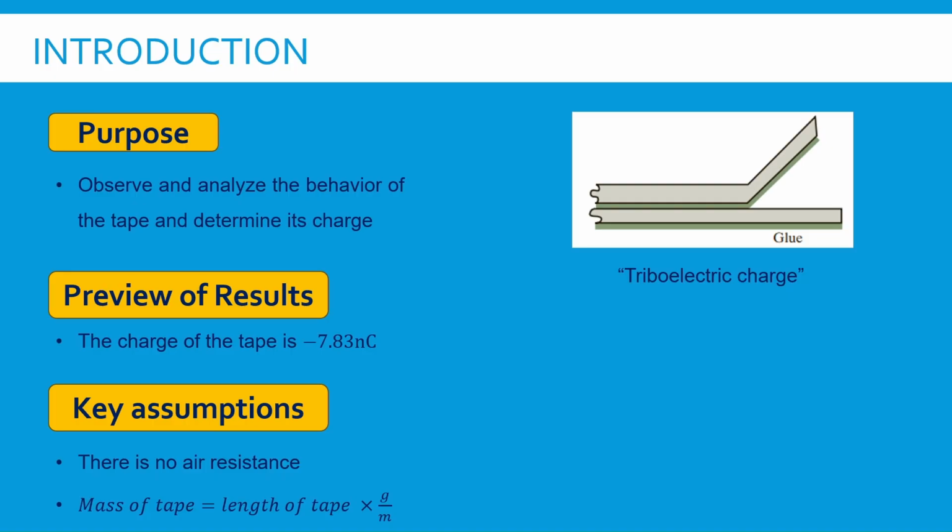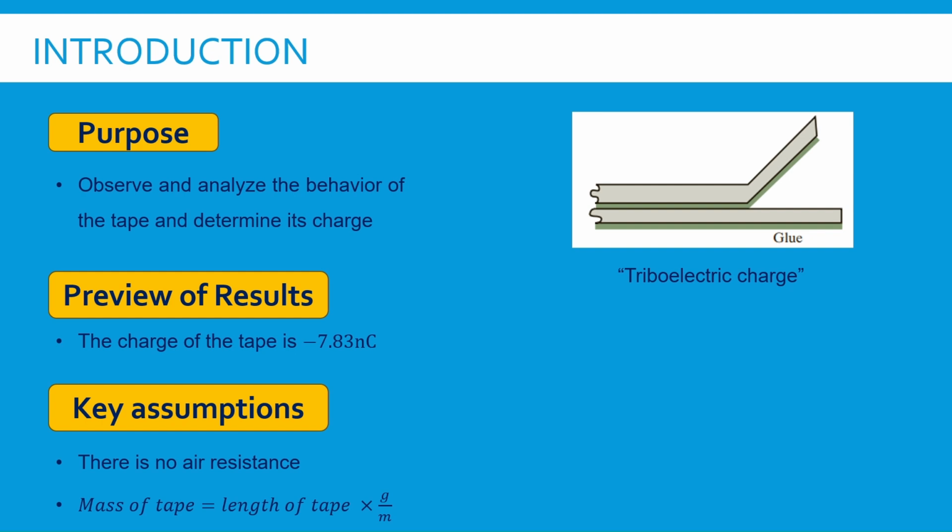So first of all, the purpose of this lab was to observe and analyze the behavior of the tape and to determine its charge. A preview of the results is that our tape is going to be charged with a charge of negative 7.83 nanocoulombs approximately. Some key assumptions are that there is no air resistance, and that to get the mass of the tape, we divide the length of tape in centimeters by grams per meter.